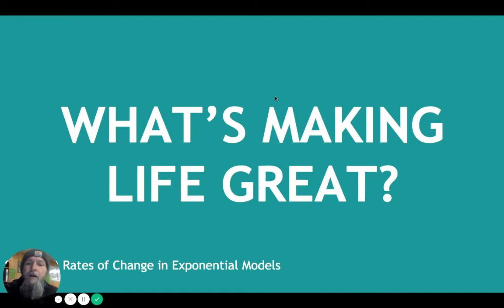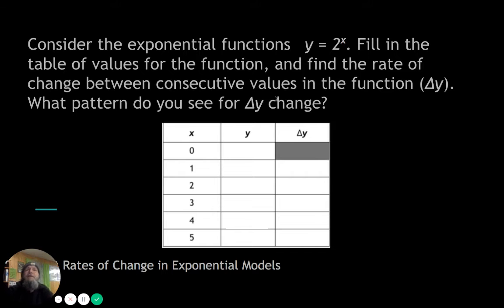So let's move on. Okay, so consider the exponential function we discussed in the bell ringer, y equals 2 to the x power. Let's fill in the table of values for the function. We'll find the rate of change between consecutive values in the function. That's delta y. Delta y stands for the change in y. And what pattern do you see for these delta y changes?